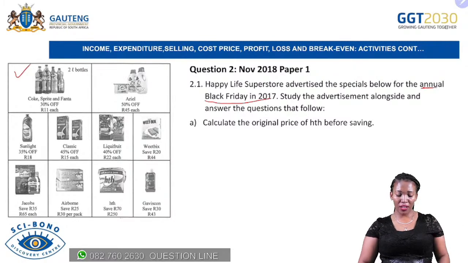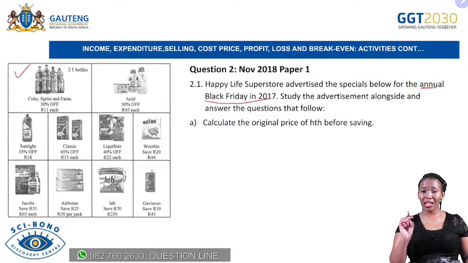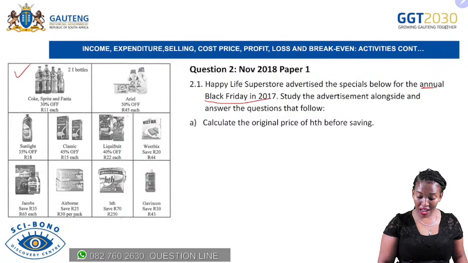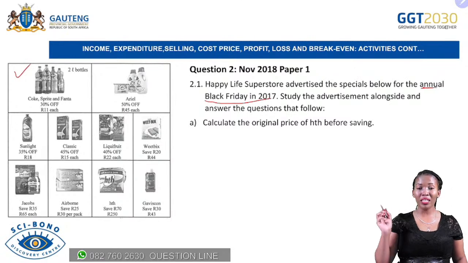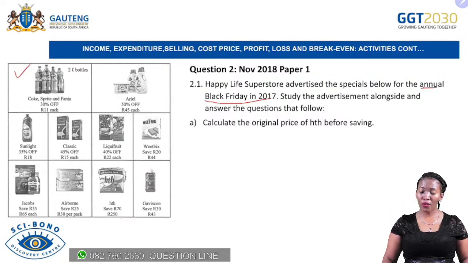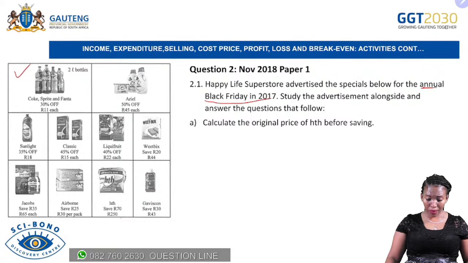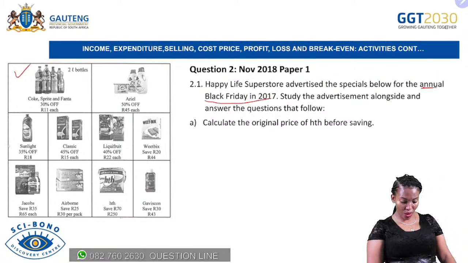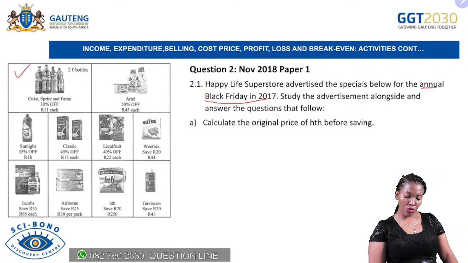So it means now if this is 50%, the original price would have been what? 45 plus 45, it would have been 90 rands. But now that because they saved you 50%, you are only going to pay what? 45 rands. And then we've got the Sunlight washing liquids. You save 35 rands. The new price that you'll be paying is 18 rands.